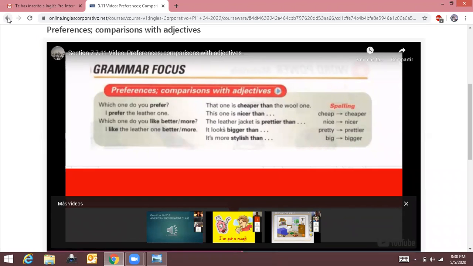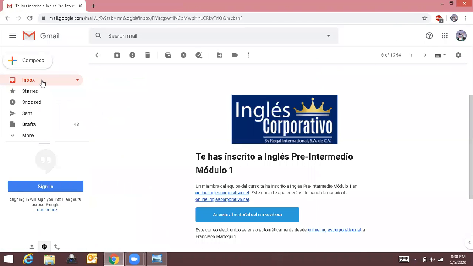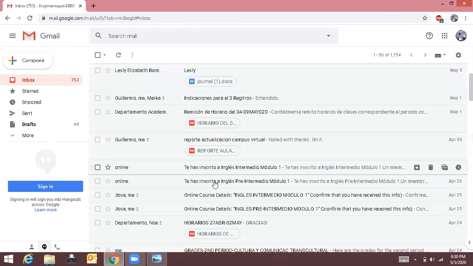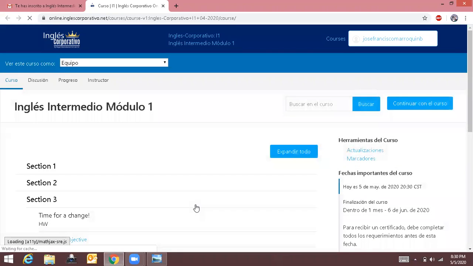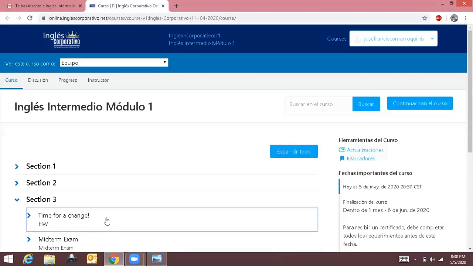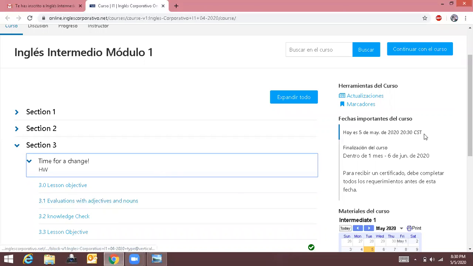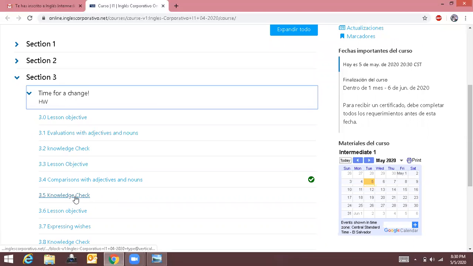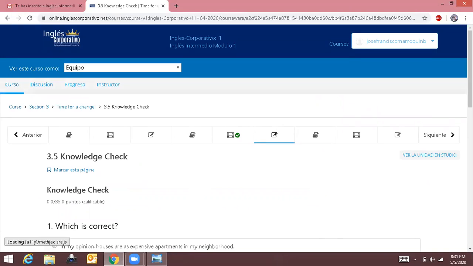Knowledge check 3.5. Give me a second. Shouldn't get. Me cuentan. 3.5. All right, 3.5. We're going to have a knowledge check. Probably you already did this.